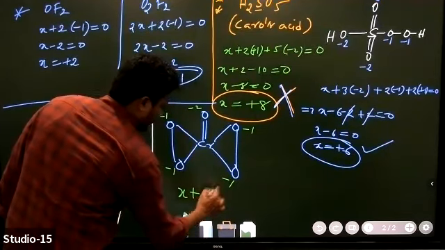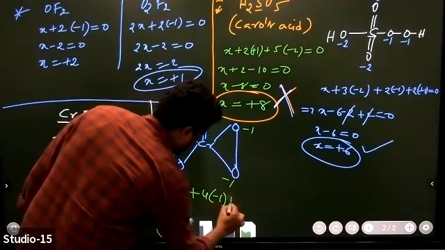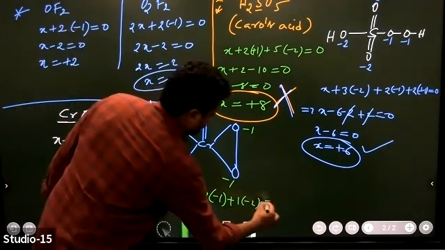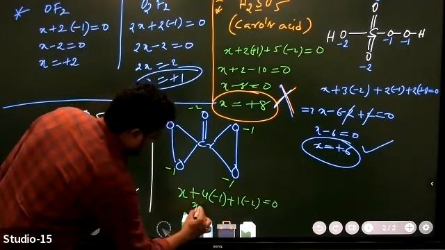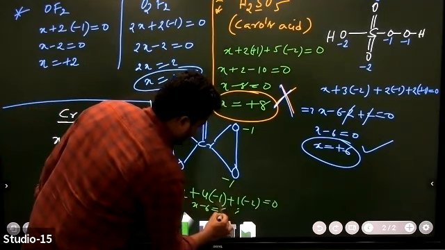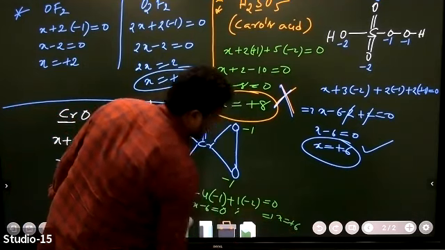X plus 4 oxygens showing -1 oxidation state plus 1 oxygen showing -2 oxidation state equals 0. X minus 6 equals 0. From there, X equals +6.